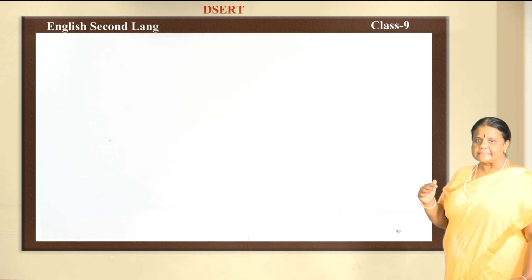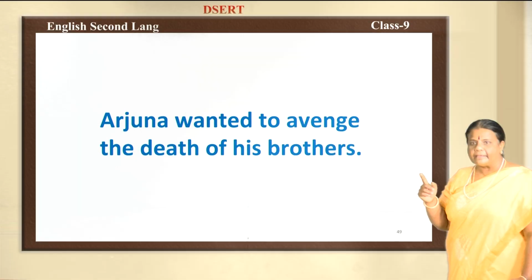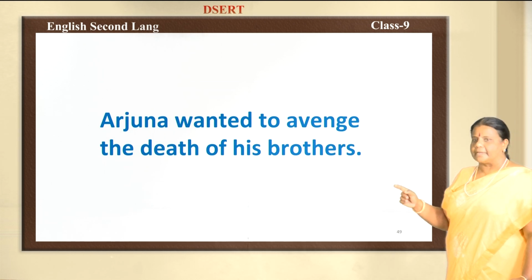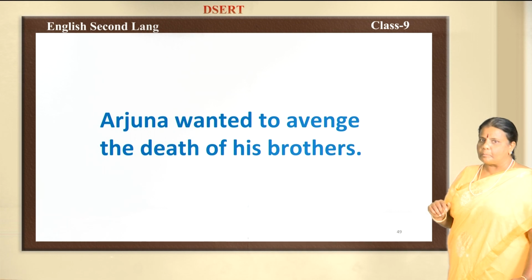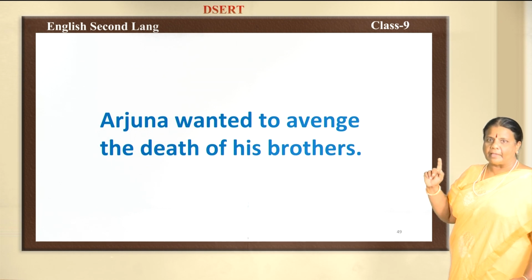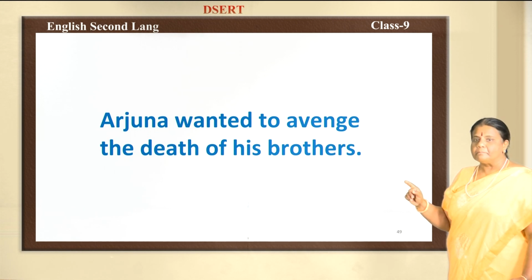The answer is, Arjuna wanted to avenge the death of his brothers. Did you get it correct, children? Arjuna wanted to avenge the death of his brothers, because when he went near the pool, what did he see? He saw his brothers lying down dead, and immediately he became very angry. He wanted to take revenge on the person who had killed his brothers. So the answer is, Arjuna wanted to avenge the death of his brothers.